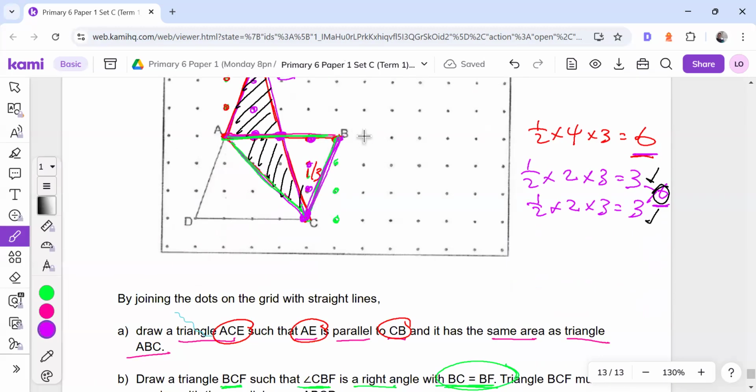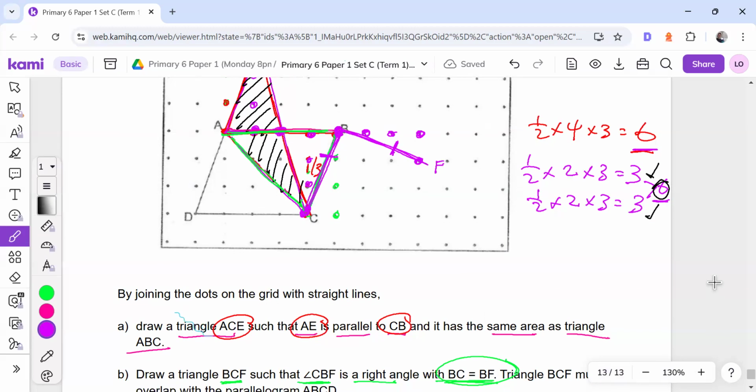Do the same thing. From point B, you count 1, 2, 3, and you go down 1. Take your ruler, connect. Isn't that two sides they are equal? So you have two sides that are equal. So this is your BCF, right? So your CB and BF are equal. Can you see that? And you fulfill the conditions already.